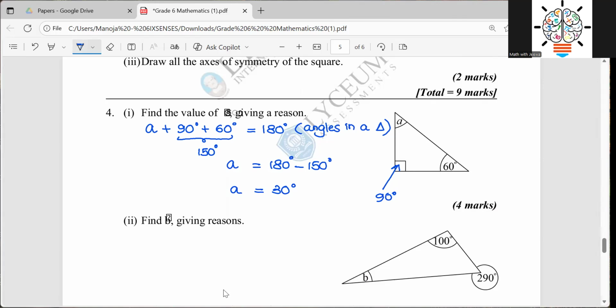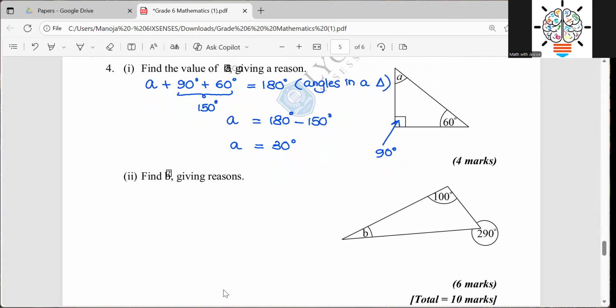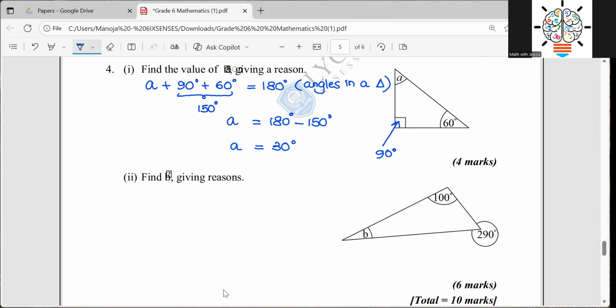Then the next one you want to do in 2 steps. First you want to find this X angle. Okay. How do you get the X angle? X and 290 degrees equal 360. Why? Angles at a point add up to 360. Okay, angles at a point. So then with that you can find the X value.